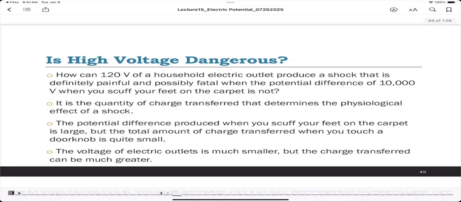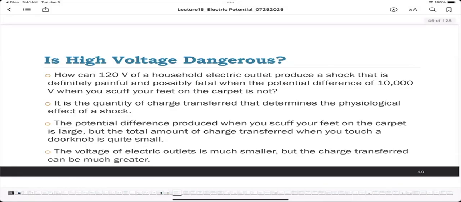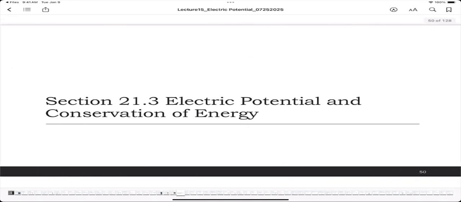So when you accidentally touch some high voltage electricity, like just touching the door knob, that will help you avoid this dangerous situation. The voltage of electric outlets is much smaller, but the charge transfer can be much greater, so just watch out for those situations. Okay, let's talk about electric potential and conservation of energy.